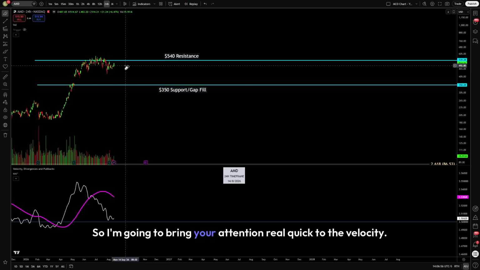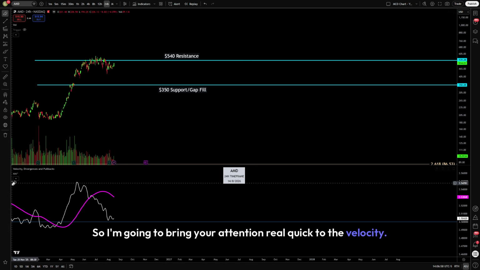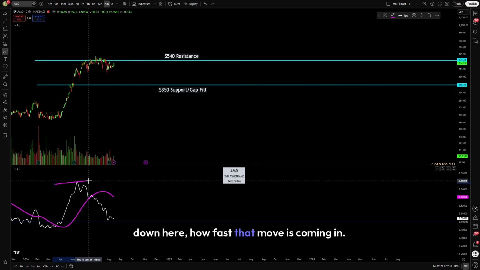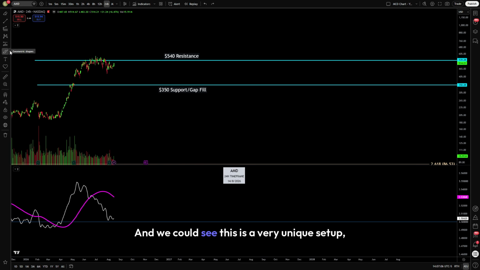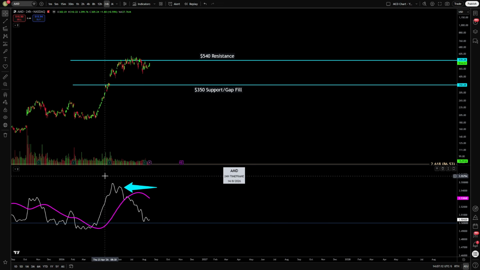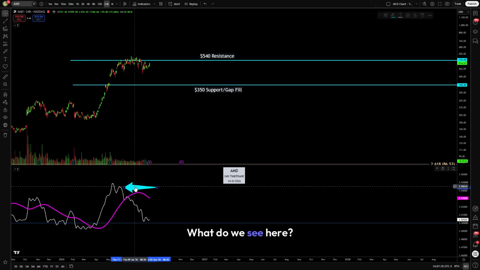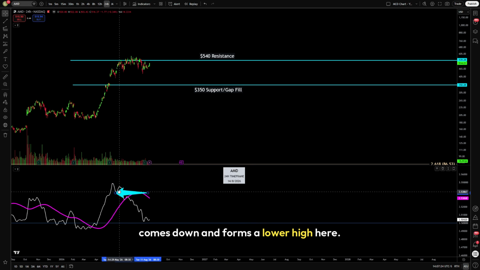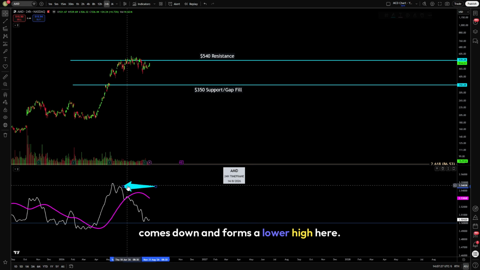I'm going to bring your attention real quick to the velocity. This is measuring, by the way, down here, how fast that move is coming in. We can see this is a very unique setup, but AMD has had this setup before. And let me tell you, it's bullish when you see this. What do we see here? We see a top, a higher high on the velocity, which comes down and forms a lower high here.